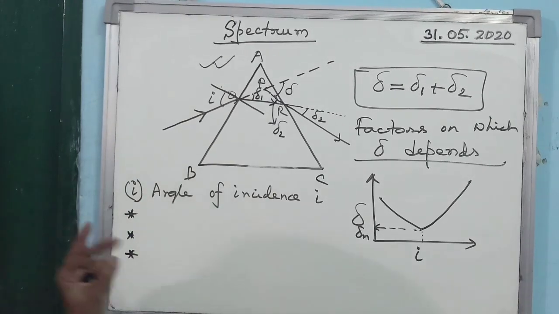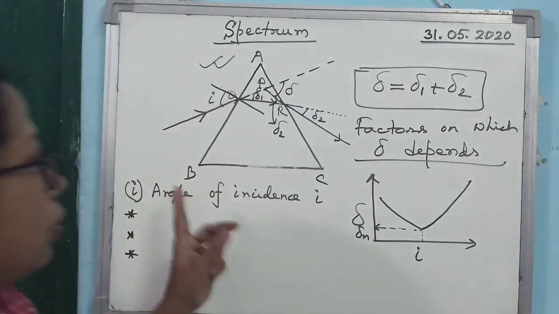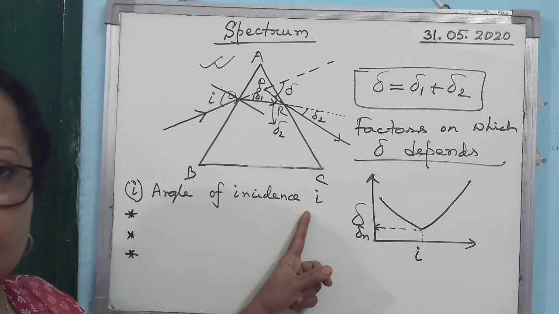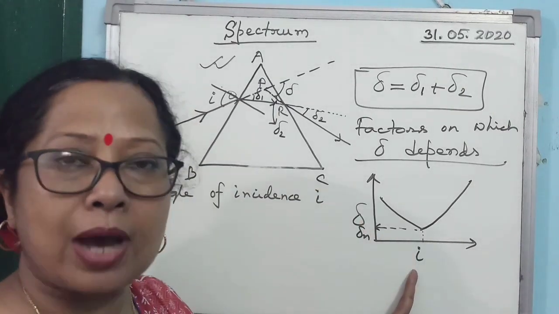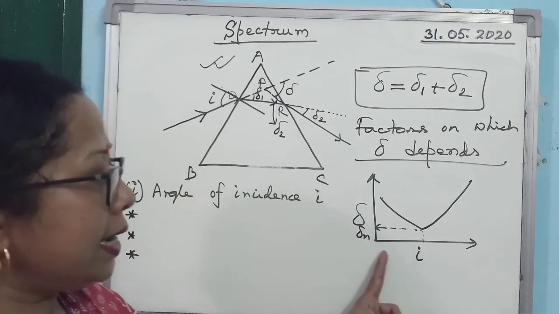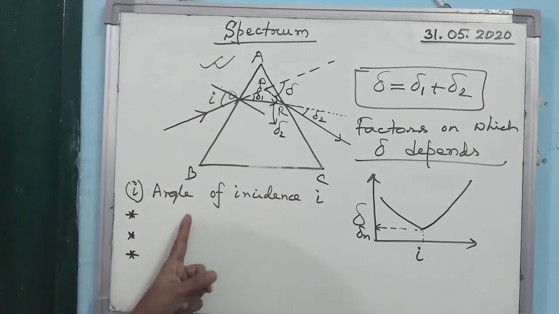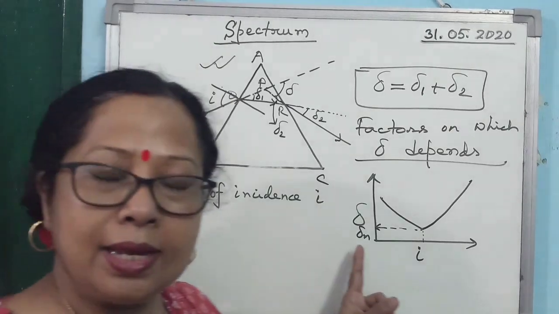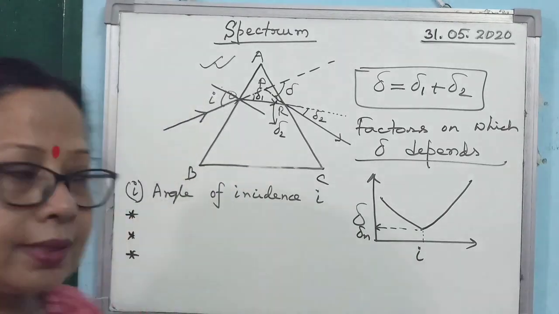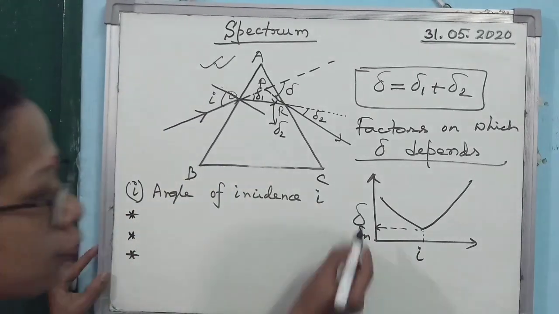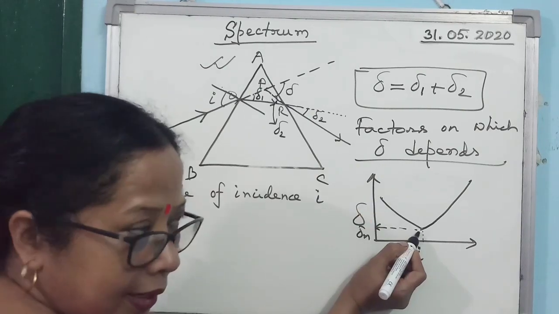Kindly note it down in the study material copy. Slowly I am dictating it. How does delta depend on angle of incidence? First point, write down. For small values of I, when I increases, delta decreases. Starting with small value of I, when I increases, delta decreases. That is the first point. Means from here to here you have written. I is increasing, delta is decreasing.